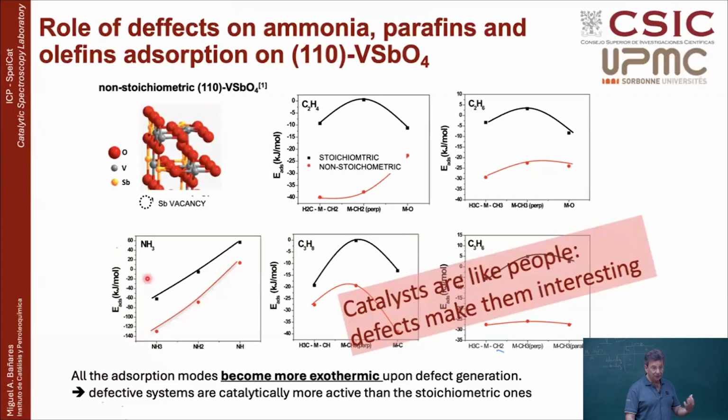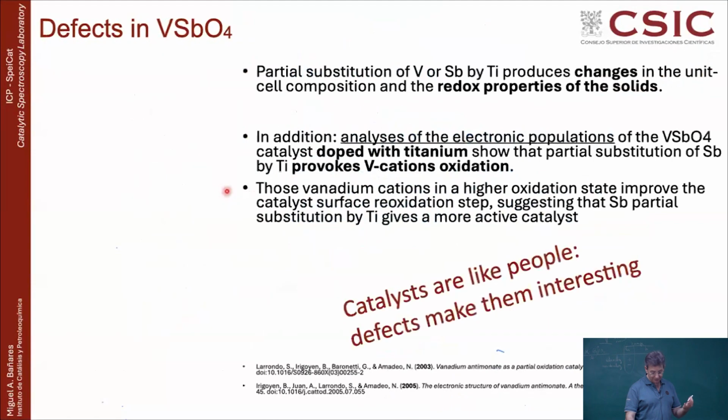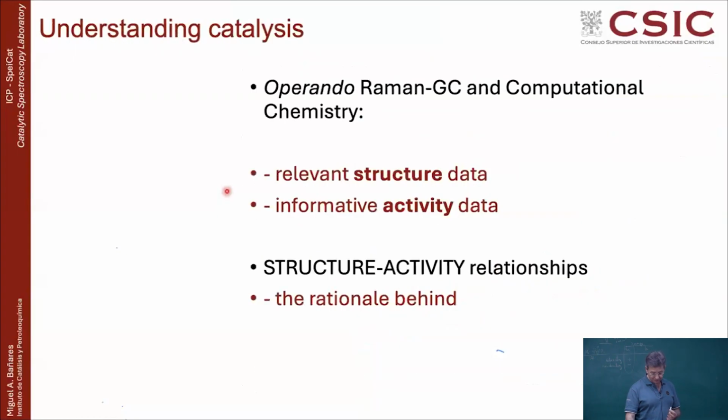And we know that the vanadium antimonate spontaneously generates defects because antimony goes out during the reaction. And in industrial catalysts, actually, titanium doping, aluminum doping by Brasdil, from British Petroleum, which are the industrial catalysts used for this, they were using titanium and aluminum to promote the presence of these defects, which basically results in a weak Raman band at about 800 because of these defects. We were doing something similar, adding niobium, and it was the same effect again. So the presence of defects is indeed further increasing the performance of this catalyst for propane ammoxidation. So, well, that was part of the story.